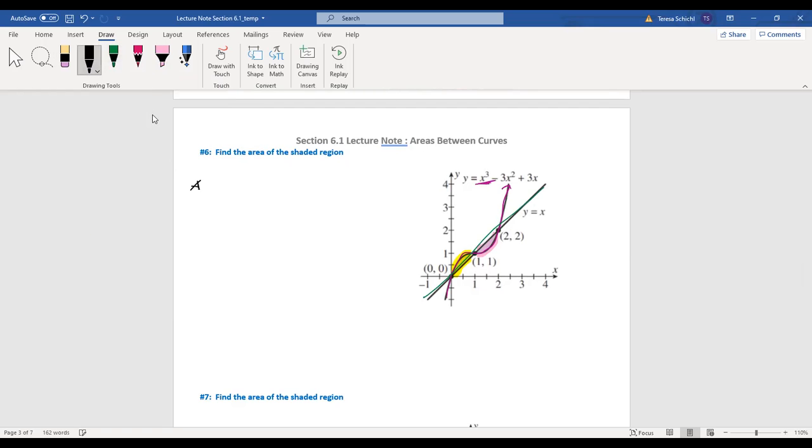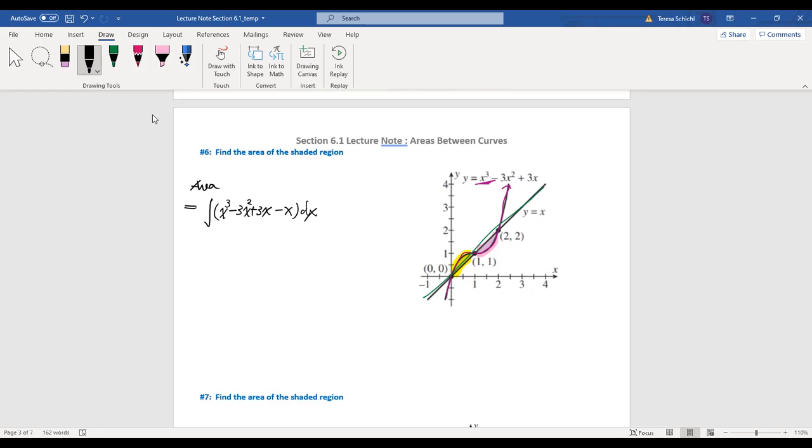So for the overall area, the first one will be the yellow one, right? The yellow one is the pink curve, so it's x cubed minus 3x squared plus 3x, because the cubic one is on the top, so you minus the what? Minus the green one, right? Then the dx. Now, what is the area?